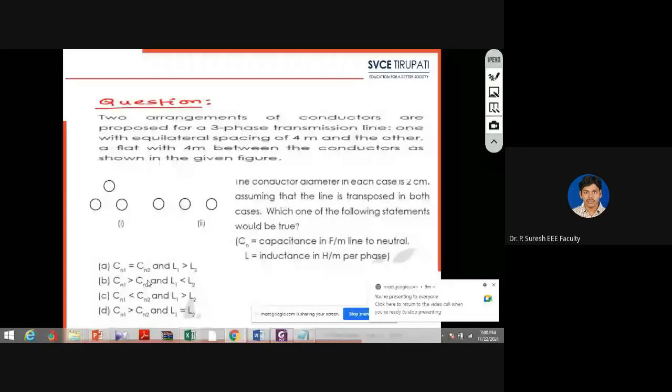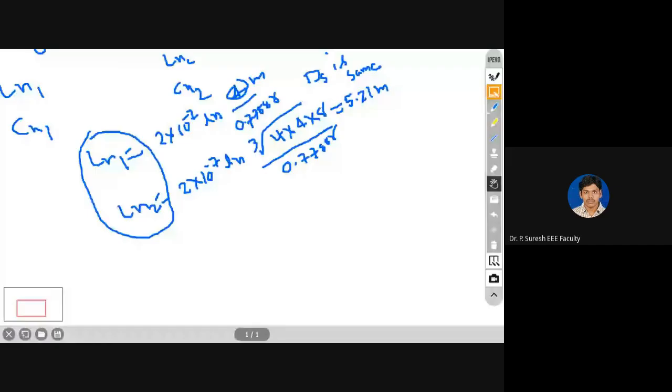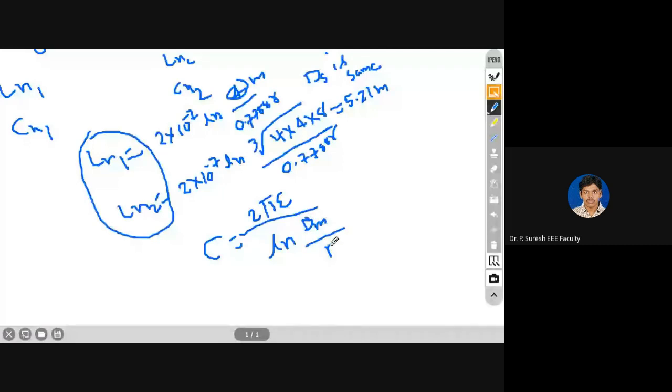So now tell me, what is the capacitance formula? What is the capacitance generalized formula? C equal to 2 pi epsilon by ln GMD by ds. So here, which GMD is more? If this GMD is more, is the capacitance less or more? Obviously it will be less.